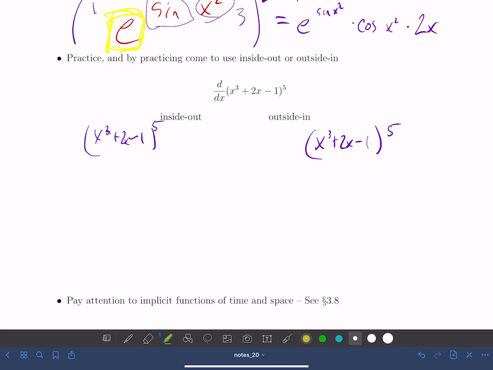I'll highlight here. So I've got 1 here, and I've got 1, the something to the 5th. And so the inside out perspective is going to focus on the innermost function first. And the outside in is going to do the outermost first. Let's do the inside out one first. So I'm going to focus on the inside function, and that's this x cubed plus 2x minus 1.